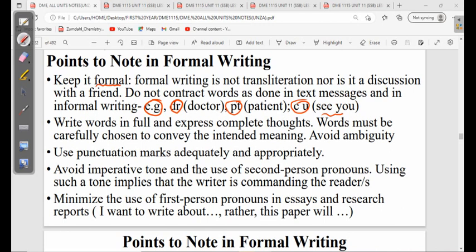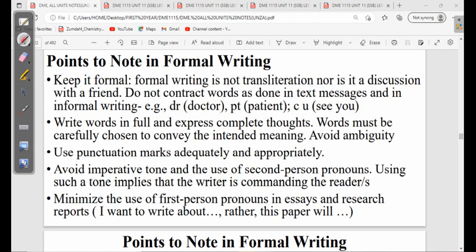But there are some short forms which are highly accepted. You will not use "Mr." You write it in full. This is an accepted way of writing Mr. So you can simply write that instead of writing out the word. So, write words in full, express complete thoughts.